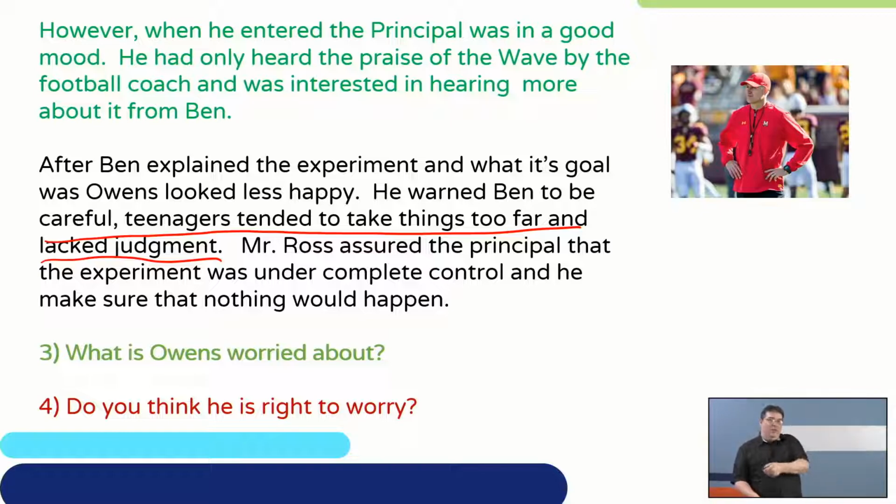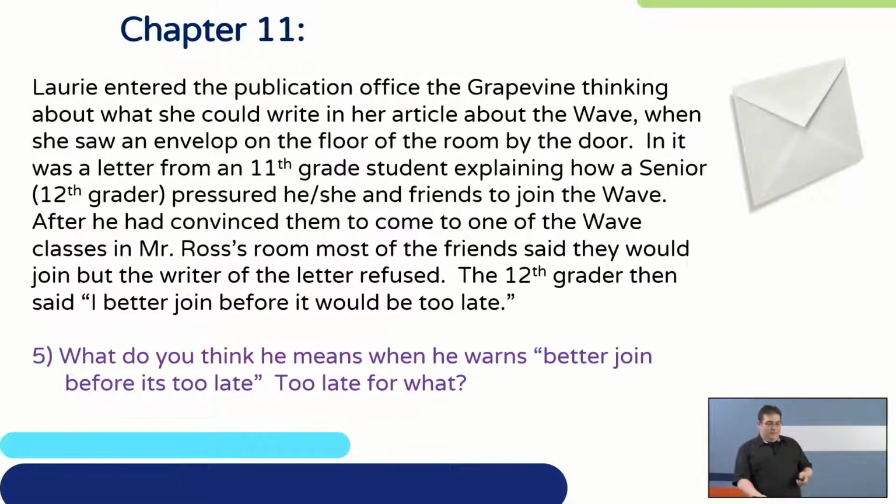So again, you're a teen, so you know here what's going on in the story. Maybe you think he's right. Maybe you think Mr. Ross has got it all under control. What's your opinion of that? That's for you to decide, but it's, again, a foreshadow, a clue about the future. So if he's thinking and talking about it now, chances are it will happen. It will get out of control. So let's see if that's true.